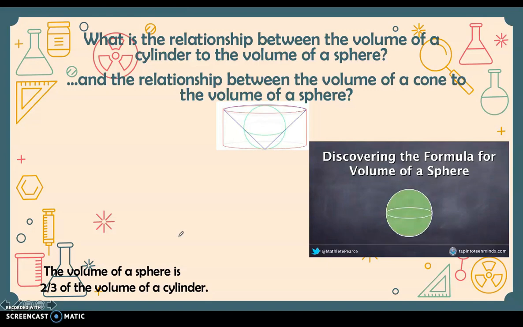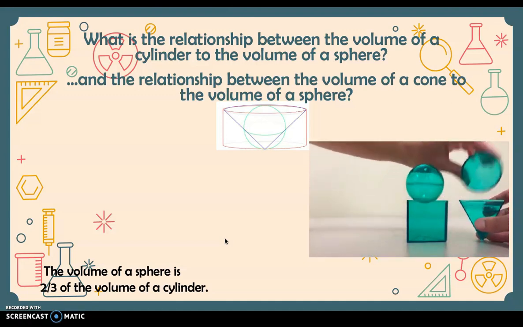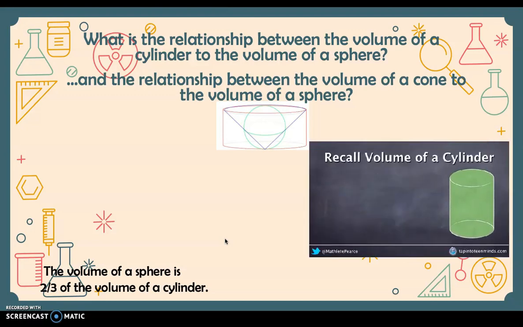In this video, we're going to discover where the formula for the volume of a sphere comes from. In a previous video, we saw that it took two cones to fill a sphere with the same radius. So we'll now go back to recall the volume of a cylinder. And if we remember, the area of the base is pi r squared, since the area of a circle is pi r squared. And we can get the volume of that cylinder by multiplying by the height.